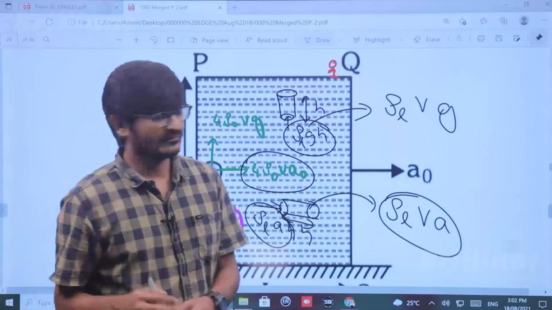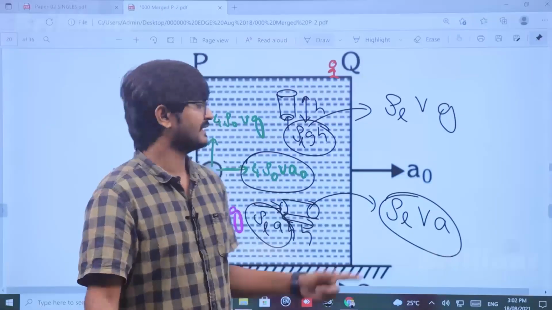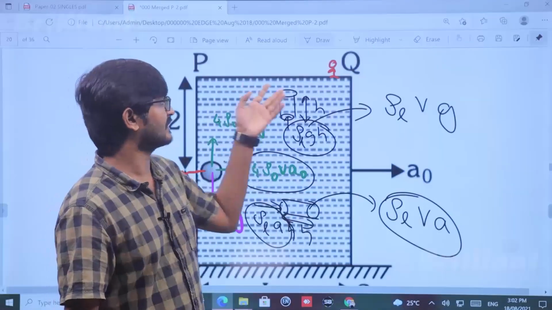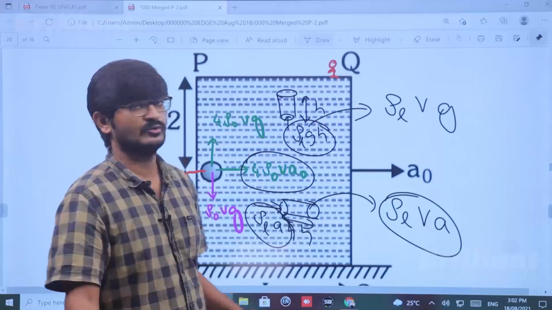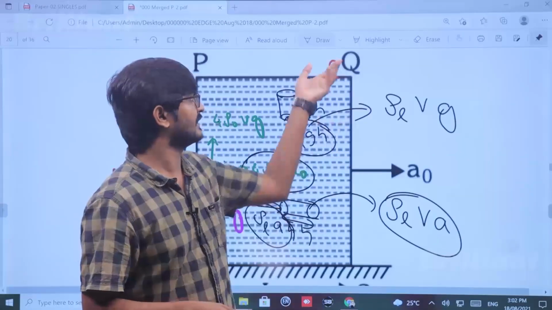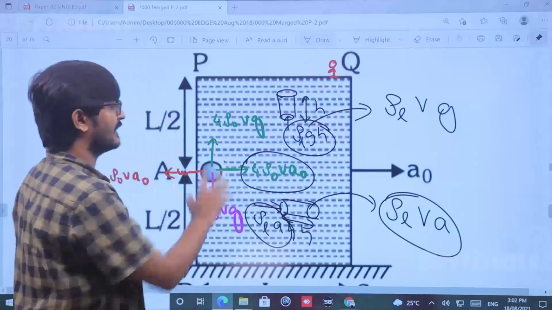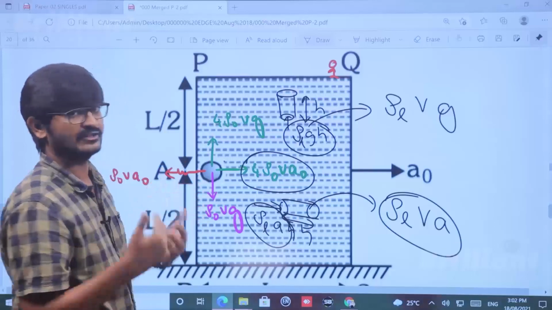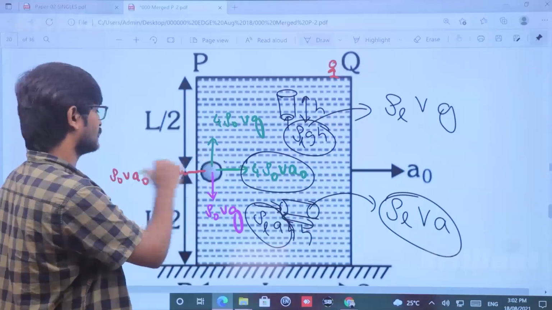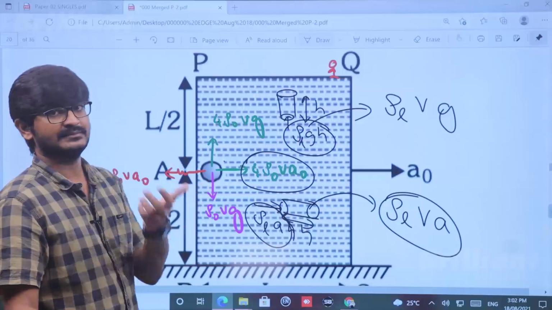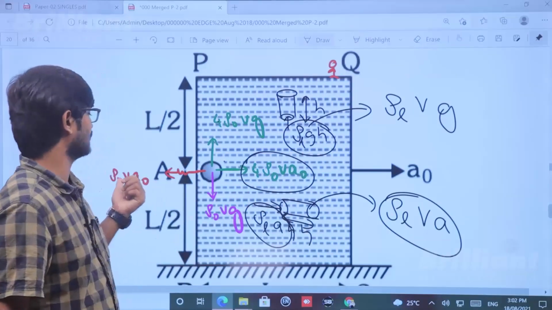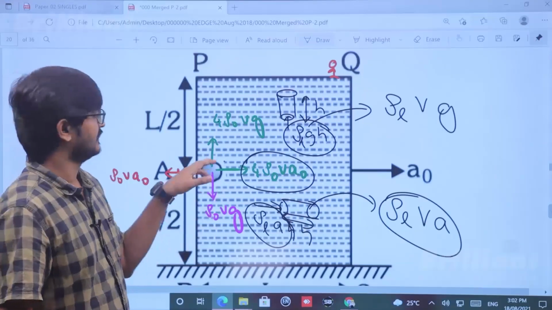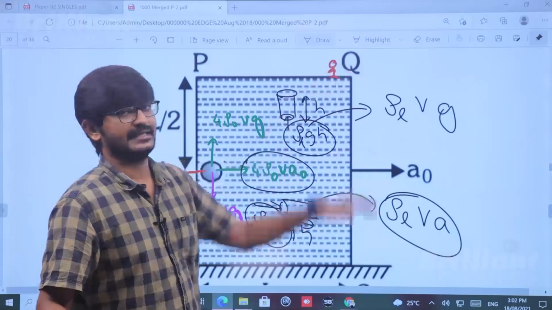Now you need to find when it will hit Q. The important thing is the container is moving. So if you are observing from the ground frame, you need to observe the container movement and at the same time the ball movement also. So let us try to observe from the container. When we are observing from the container, apart from the normal forces, inertial forces, there will be a pseudo force coming into picture, right? How much will be the pseudo force? Mass times a naught. Mass is rho naught into V, so mass times a naught.